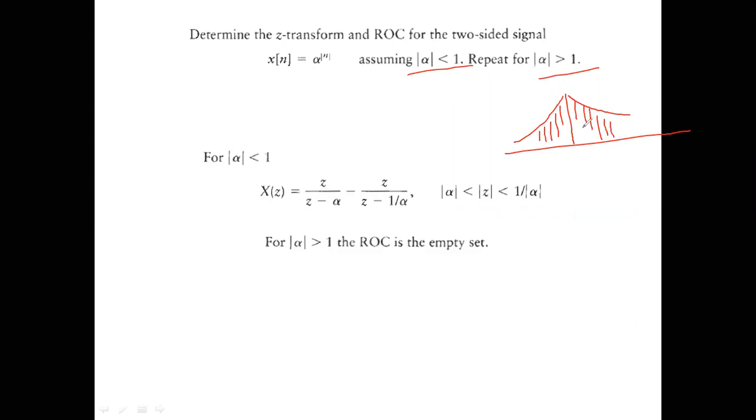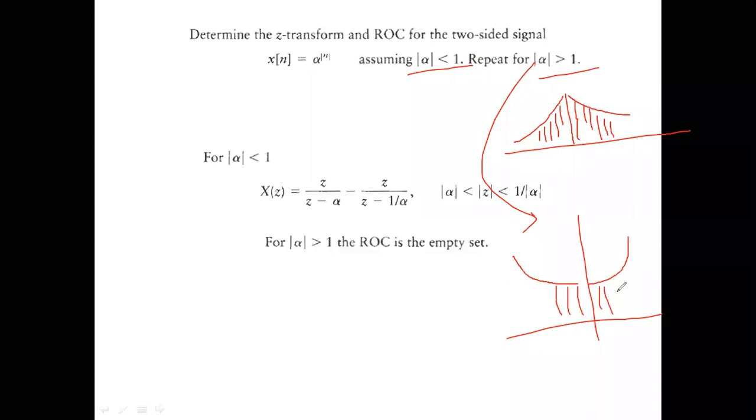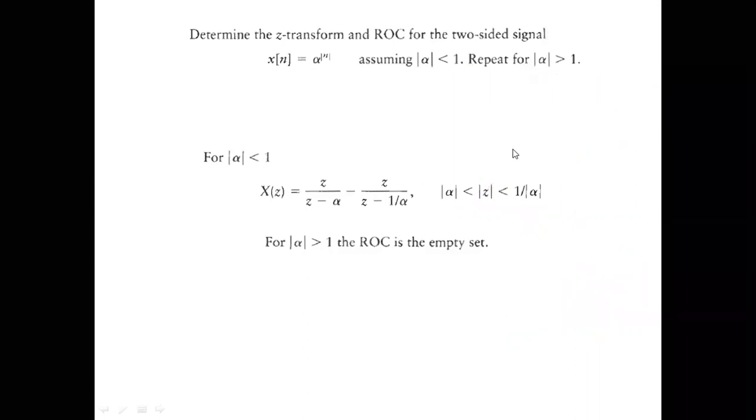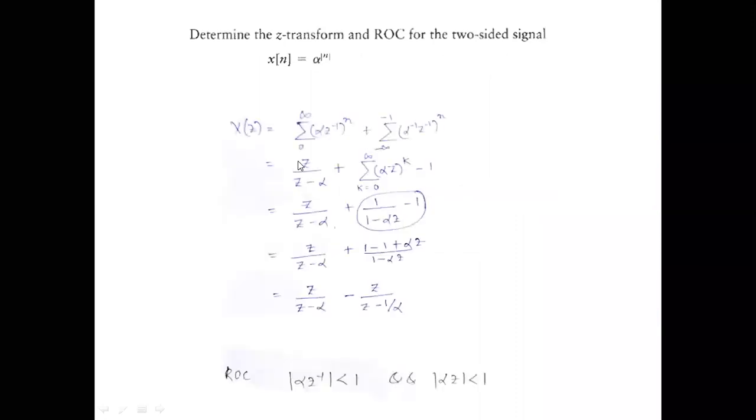So for alpha greater than 1, what's going to happen? For the positive side, it's a growing exponential, and for the negative side also, it's a growing exponential. Okay. So now if I have to solve this, it is going to take a form something like this. You can see here, first it goes from 0 to infinity.